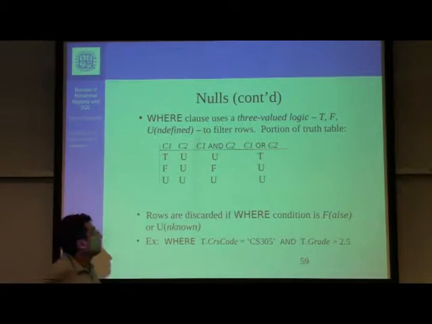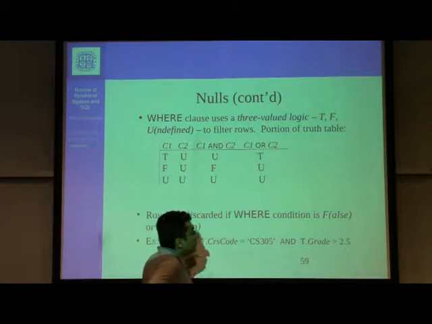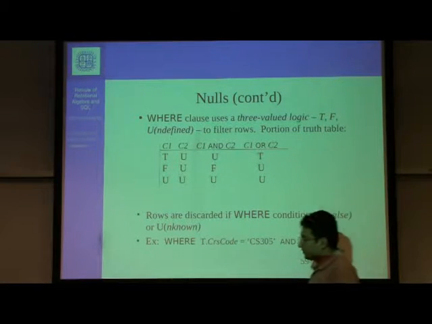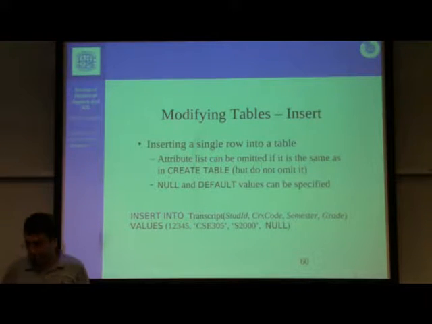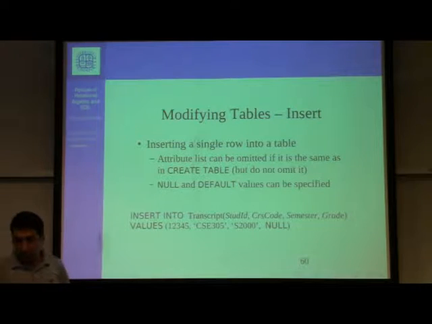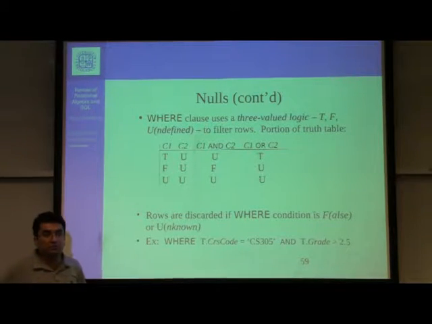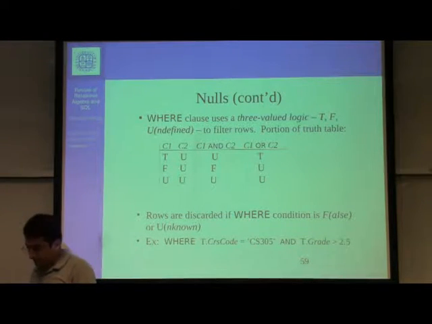When the condition is false in the select statement, the row will be discarded, and when it is unknown, it is also discarded. But when the condition is true, then the row will be considered.